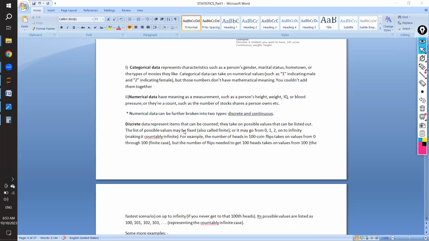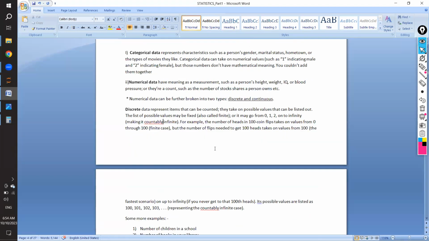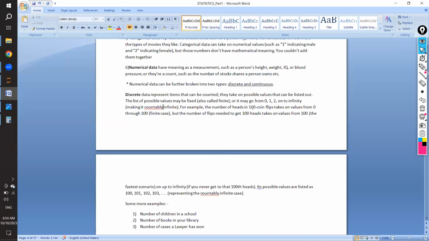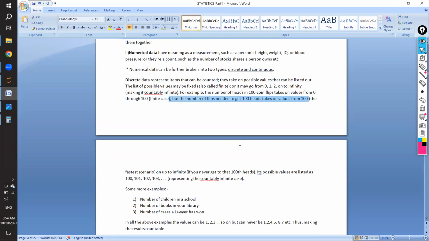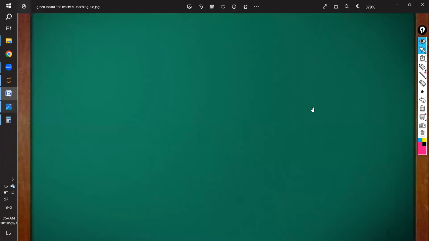Discrete represents items that can be counted. They can take only certain possible values. The list of possible values can be fixed, or it may go 0, 1, 2, and so on, but still be countable. For example, the number of hits in 100 coin flips takes on values from 0 through 100. But the number of flips needed to get 100 hits takes values from 100 to infinity.